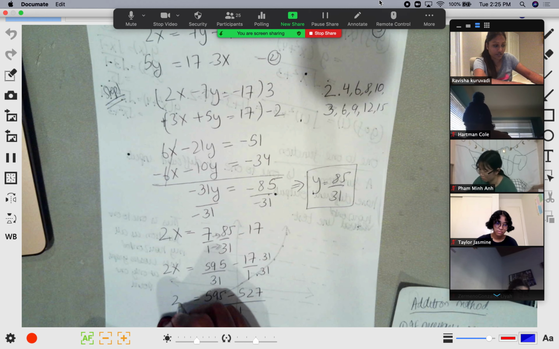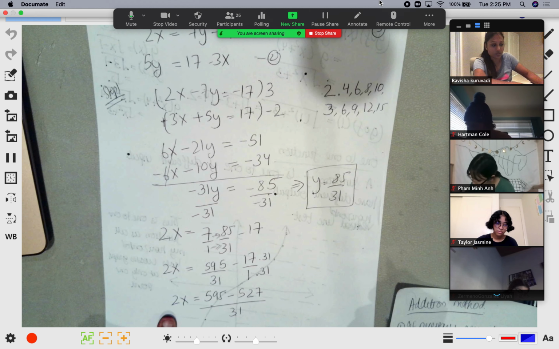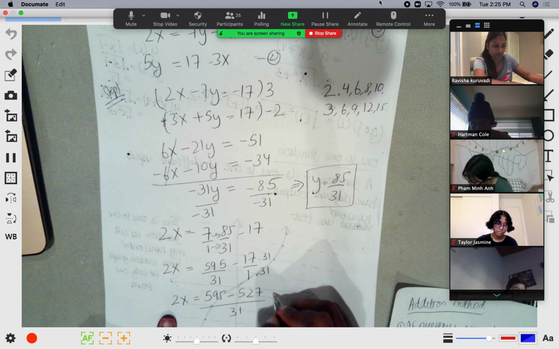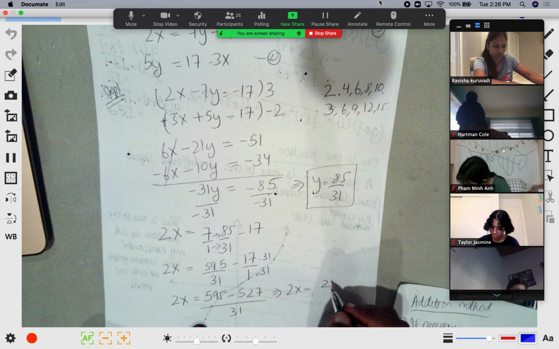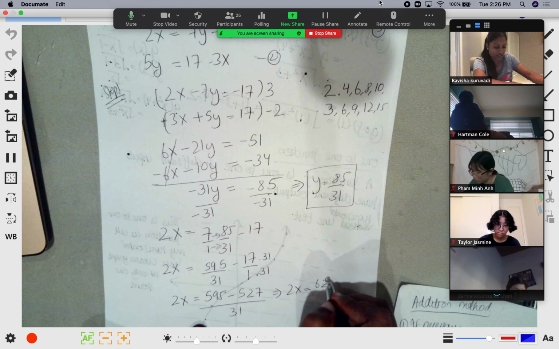When you solve, you get 2x is equal to, subtract and tell me what you get. So when you subtract 595 by 527, you get 68. You get 68 over 31. Now I need to find the value of x. How do you do it?